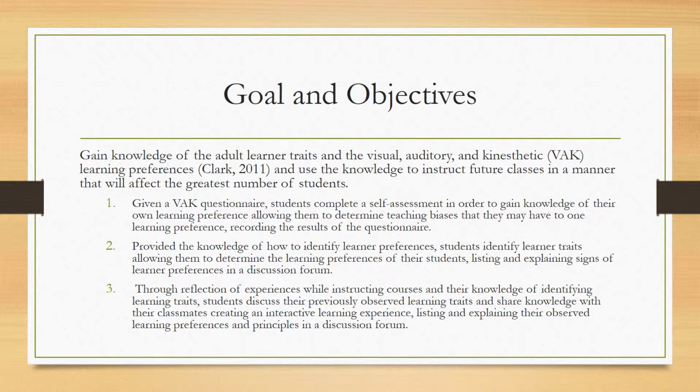This is our goal and objectives for this part of the Adult Learning Training module. After this block of instruction, you should gain an understanding of the adult learner traits and the VAK learning preferences. Be able to identify learner traits from key indicators that students may radiate, and through reflection, be able to discuss previously observed learning traits while listing and explaining their relationship to the VAK model. I'll give you a moment to continue to look over the goal and objectives.